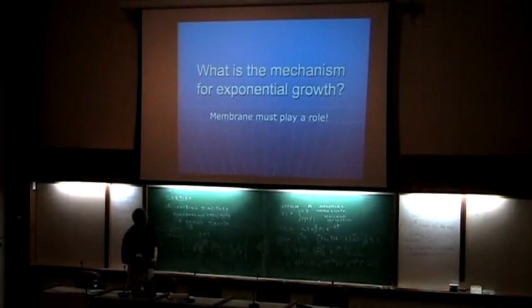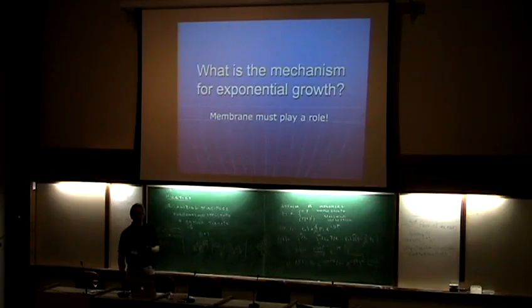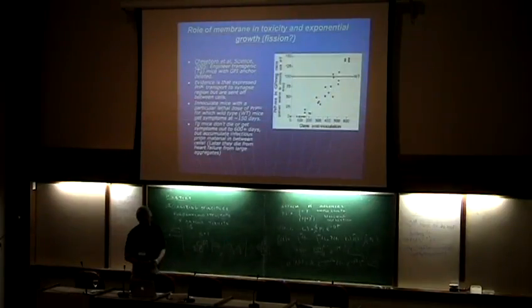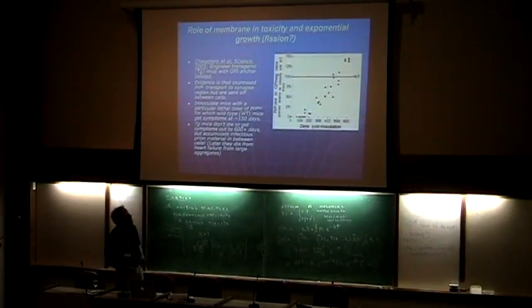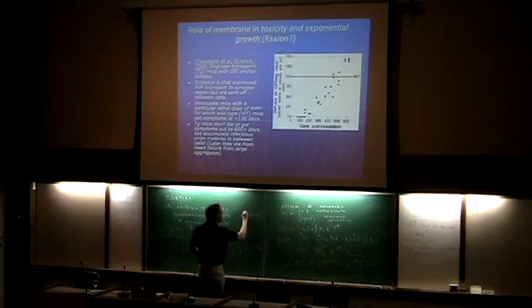Okay, now getting to application of this kinetic theory in another context, what is the mechanism for exponential growth? And it turns out that there are experiments which show that the membrane has to play a role. And these are pretty interesting experiments. They just appeared a couple of years ago when I was on sabbatical at San Diego. What they found out was they engineered mice such that, remember I told you that the prion is stuck to the membrane with this anchor.